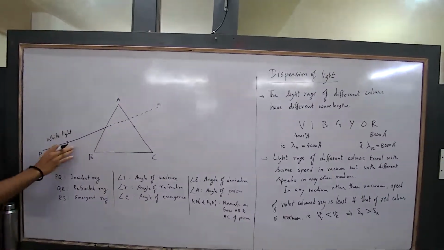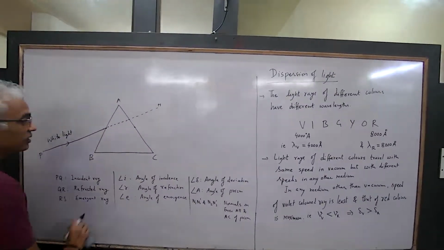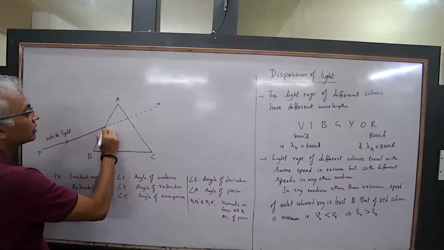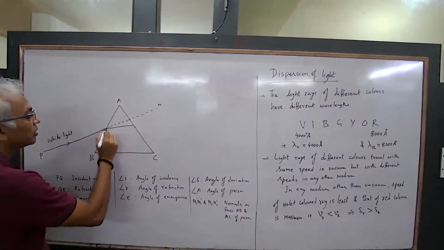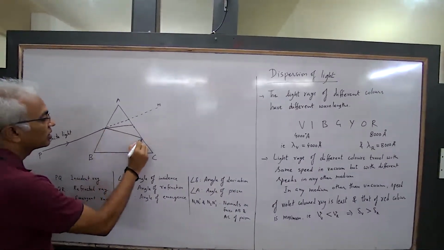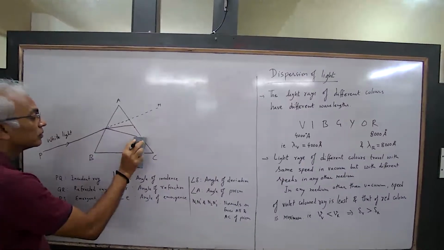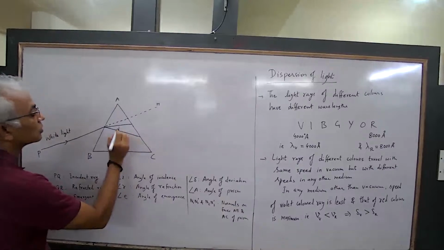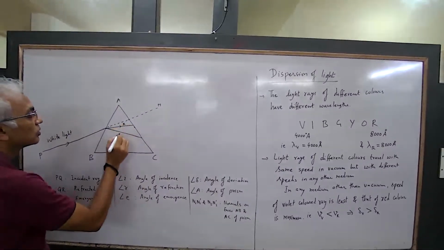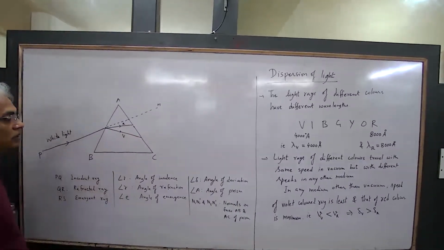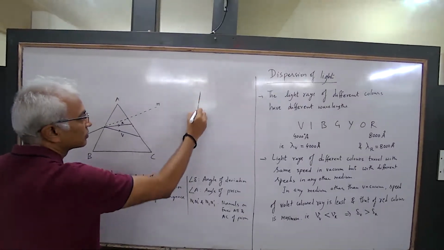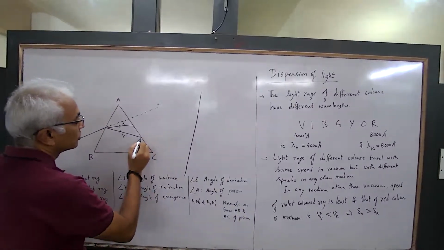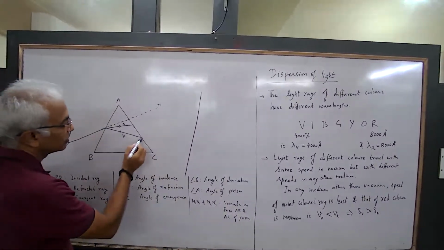So when white light enters the denser medium, what we see is that the red light bends minimum and the violet bends the most. So this is your red light, this is your violet. And if you place a screen here, while coming out it will bend further down.